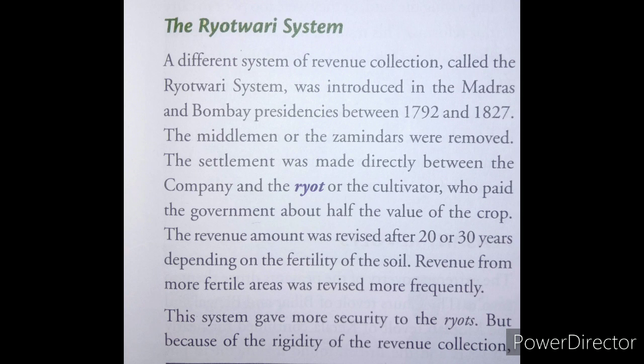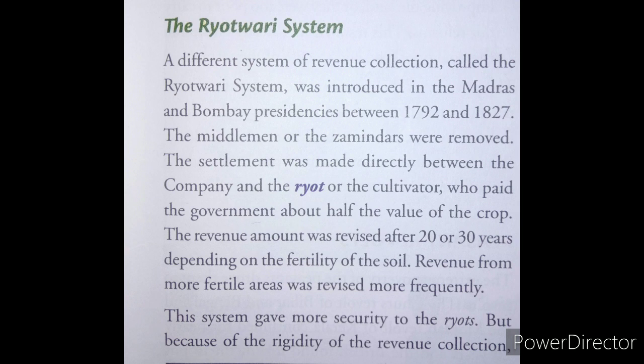Instead of using zamindars to collect the revenue, because if you remember, zamindars became corrupt, the Britishers removed them, and the company would directly collect the revenue from the Ryot. Ryots, meaning farmers, paid the government about half the value of the crop. The revenue amount was revised after 20 or 30 years depending on the fertility of the soil.